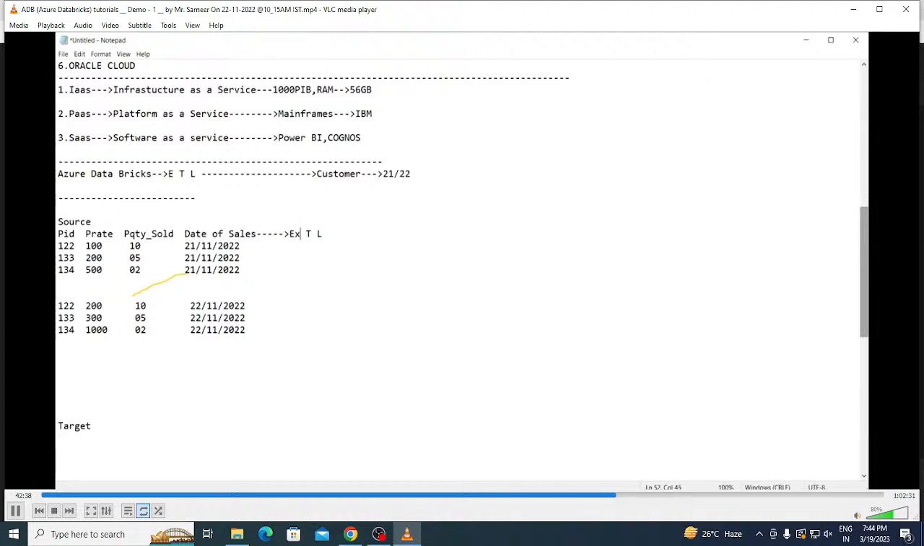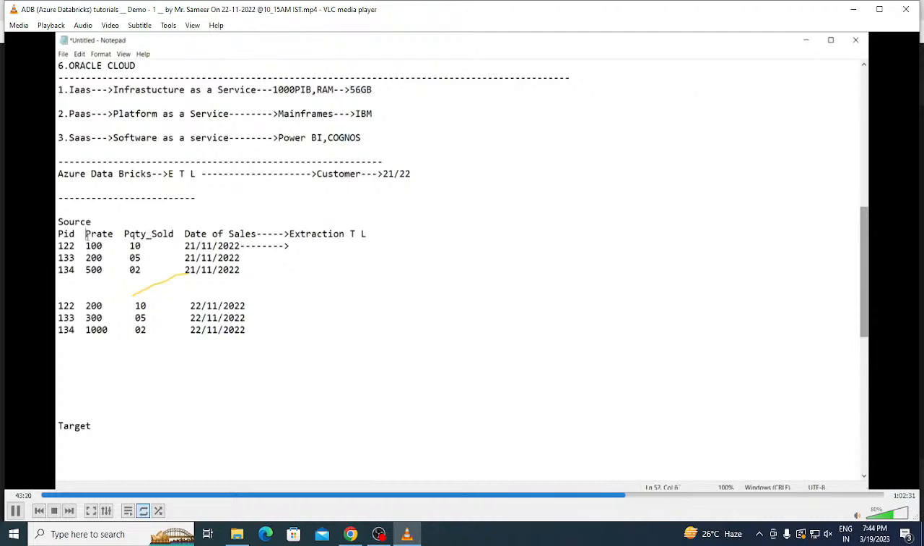ETL stands for what? Extraction. Let us see how the extraction is done here. The first process of extraction is where you have to pick up. Do we require the product ID to find out the net sales amount of the day? Not required. Do you require the product rate? Required. Quantity sold? Required. Date of sales? Required.